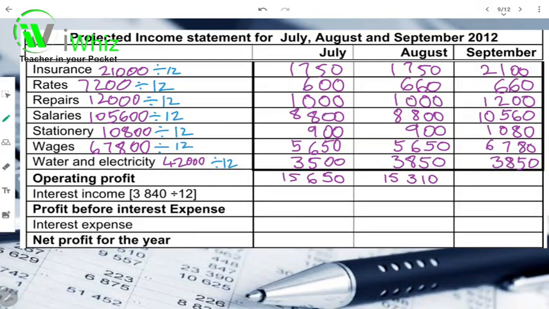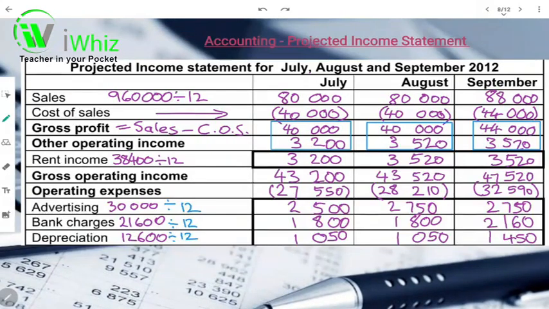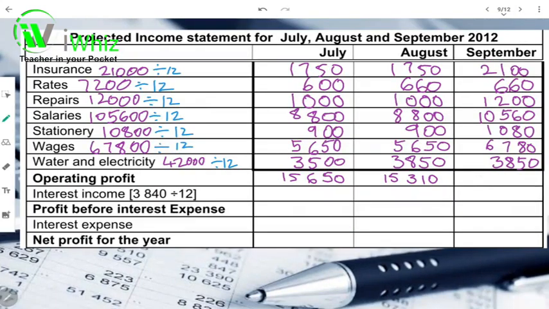Lastly, for September, 47,520 minus 32,590 Rand. It should give you a lesser amount of 14,930 Rand. That's your operating profit. Next, we look at your interest income.